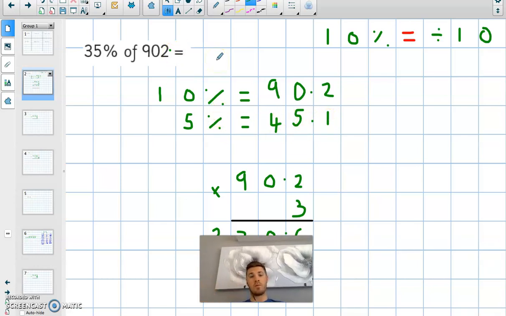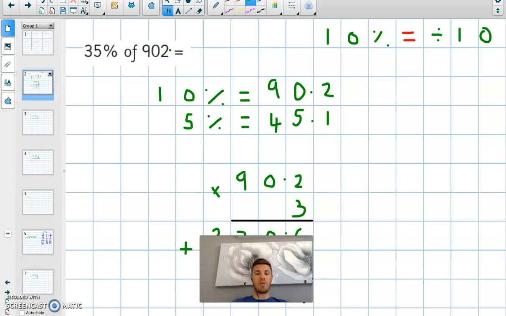So we found 5%, we found 30%. The last thing that we need to do is add them together, and that will give us our 35% that we are looking for. So if I put it below the 270.6 and add them together using the formal method, that will then give you my answer. So 6 plus 1 is 7. Drop the decimal point down. 0 plus 5 is 5. 7 plus 4 is 11. So carry that 1 over, and then 2 plus 1 is 3. So 315.7 is your answer.